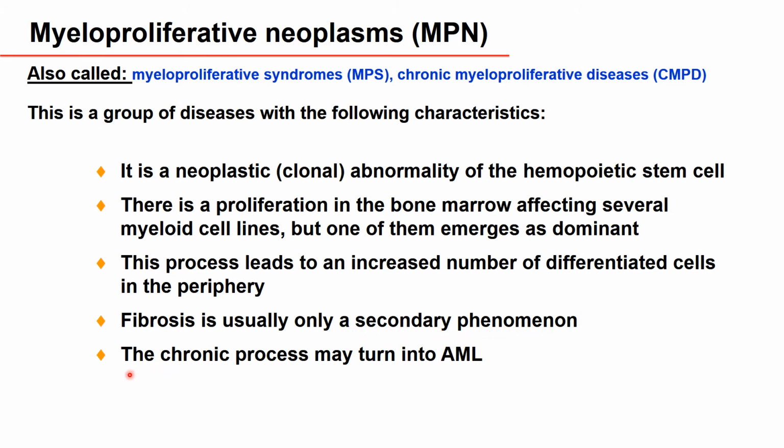And another important one, this chronic process may turn into acute myeloid leukemia. It takes time, but they are always, let's say, turning to acute myeloid leukemia.